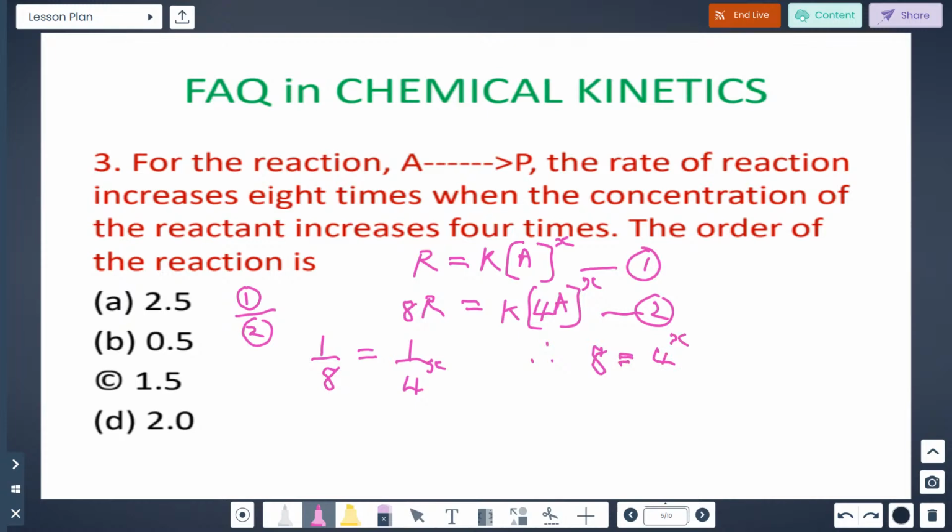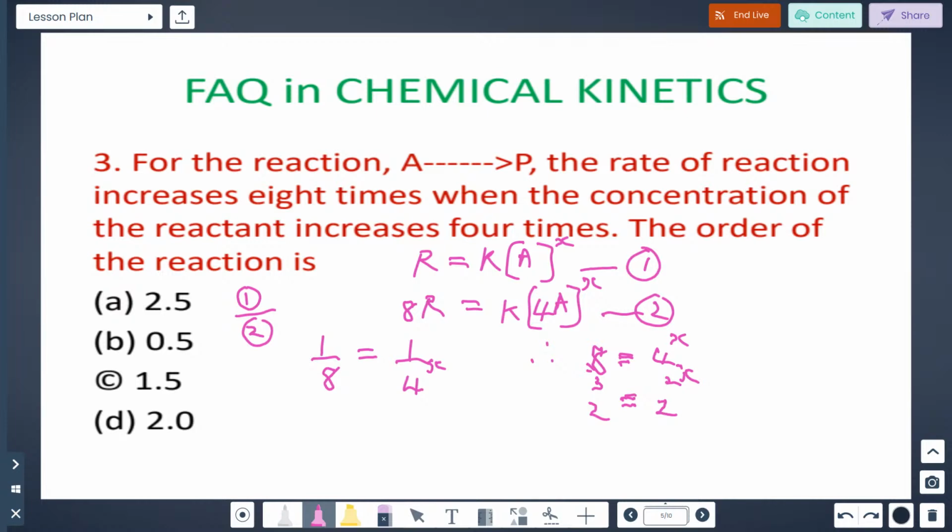You know that? Then we have to frame like this. 8 means 2 power 3. We can write 8 as 2 power 3, which is equal to 4 power x, that is, 2 power 2x. Understood? Now you just compare. This is 2 power 3, this is 2 power 2x. When the base is same, we can compare the powers. So here we compare 3 and 2x.